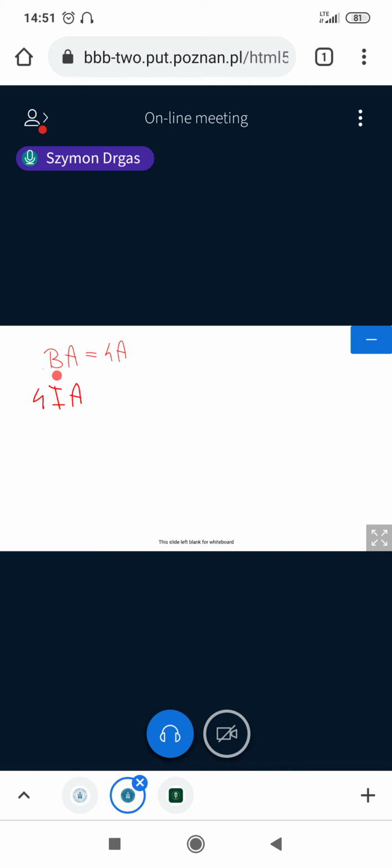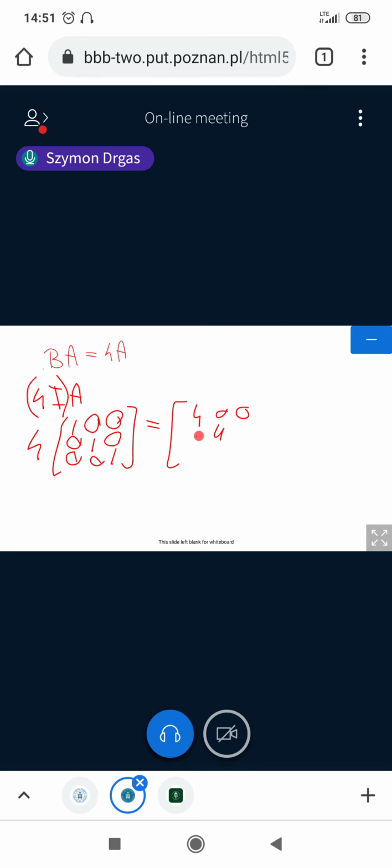So because of this associative rule, we can write 4 times I, so 4 times 1, 0, 0, 0, 1, 0, 0, 0, 1, which is 4, 0, 0, 0, 4, 0, 0, 0, 4. So I think that you can try to do the rest of these examples from this exercise number 11 in a similar way.